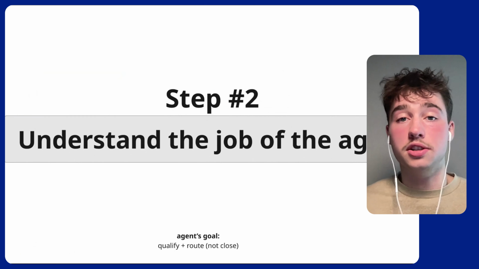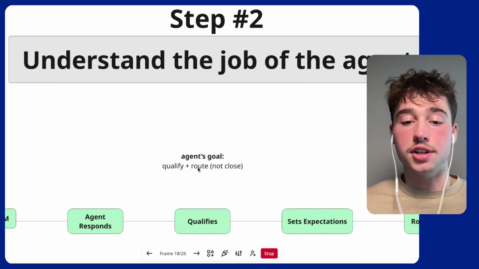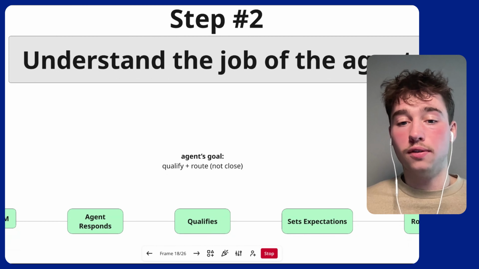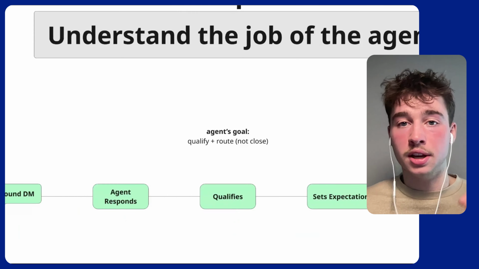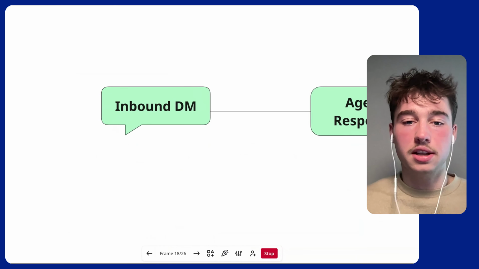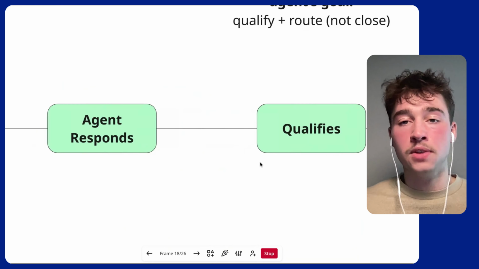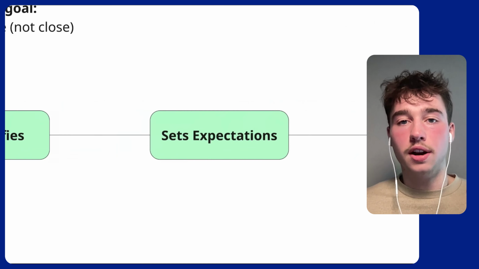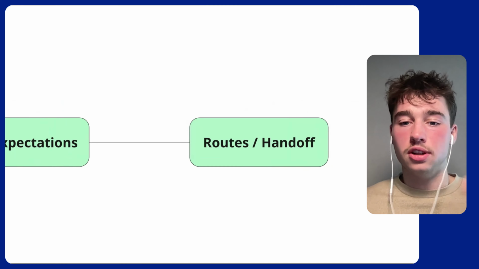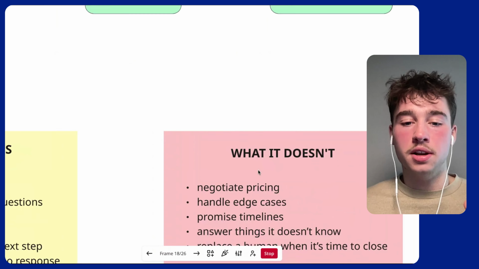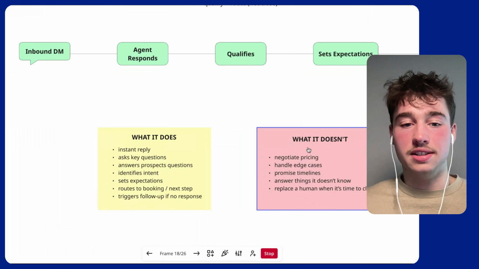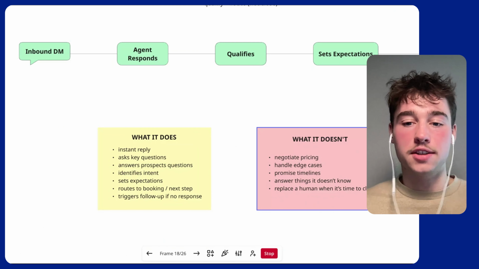And then step 2 is to understand the job of the agent. So the whole goal for our agent is to qualify and route. It's not closing, it's not quoting. It's really simple. So basically it just responds to the inbound DM. The agent's going to respond, it's going to qualify them and educate them, set expectations, and route it and hand it off to the human. So super simple. Obviously, it's not quoting people. It's not answering things it doesn't know.